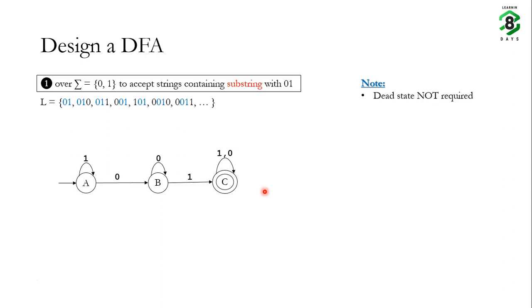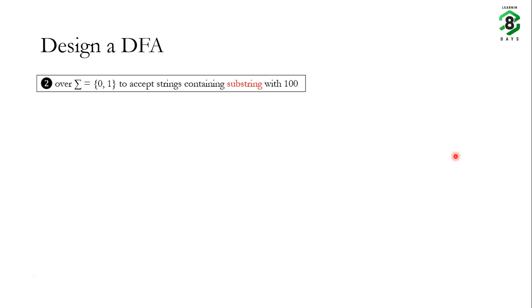So what are the observations on this design? First of all, we see that the dead state is not required. Secondly, there is a loop in the final state. Thirdly, the length of the substring being 2, the number of states required were 3. So in this case, the number of states required were 1 more than the length of the substring contained. Let's do another problem which is similar to this.